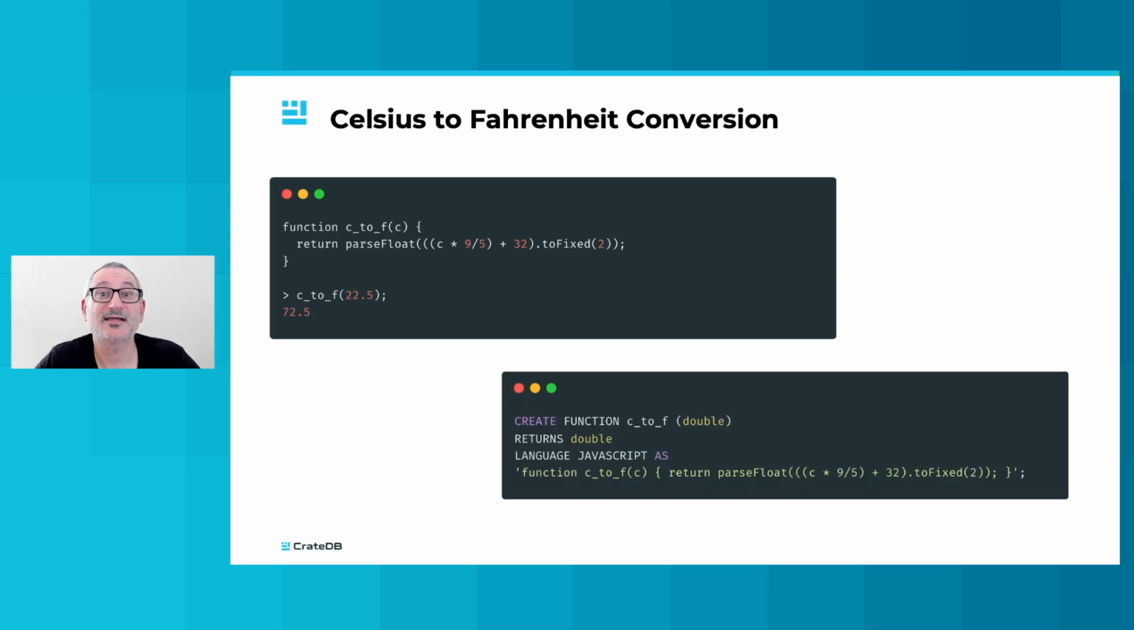This is the same function wrapped up in a CrateDB create function SQL statement. Here we're specifying that the function expects a double precision value from CrateDB as its only parameter, and that it returns a double precision value. The language JavaScript clause tells CrateDB to expect the source code for this function to be in JavaScript. At the moment, only JavaScript is supported when writing user-defined functions.